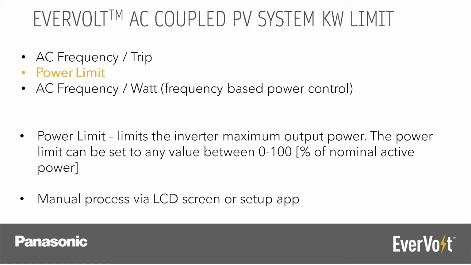The second way we can handle PV power is with a kilowatt limit set on the PV inverter itself. So in this case, when the grid goes down, the same order of operations will happen as an AC frequency trip, where the Evervolt system will shift its frequency. Now this will cause the PV inverter to trip, and it will wait 5 minutes to turn on again and look for that grid frequency.